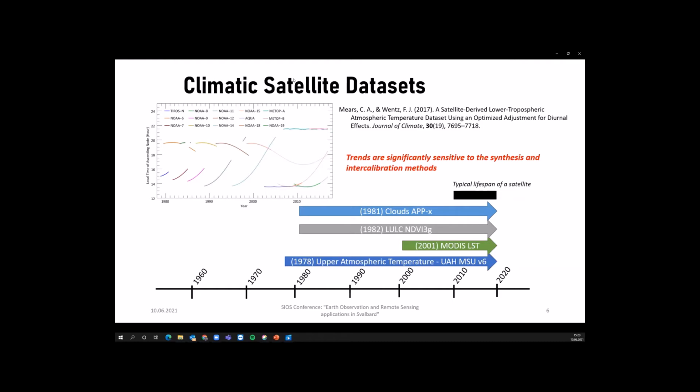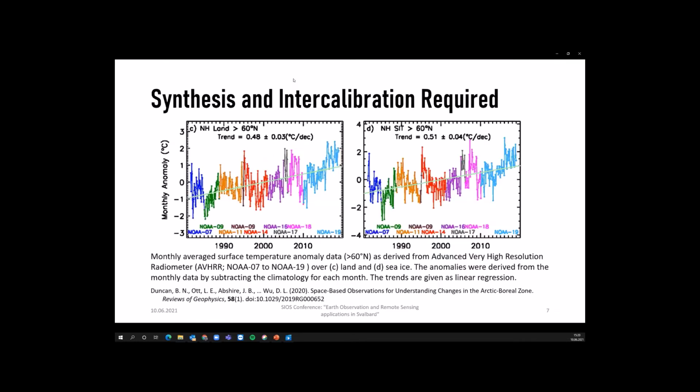Climatic satellite datasets have emerged. They combine data from different satellites and sensors that are not identical. Hence, synthesis and intercalibration are applied. Unfortunately, it has been shown that trends are significantly sensitive to the methods. We will cover here the records from the University of Alabama upper atmospheric temperature datasets, the MODIS land surface temperature dataset, and cloud datasets.